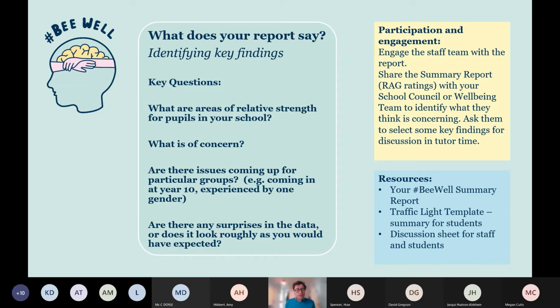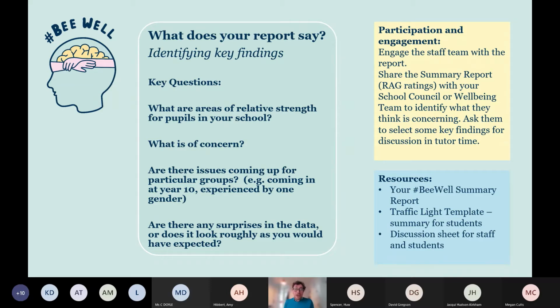But what we also want to do is see if there are areas that are concerning. Now, within the report, you've got your Be Well summary, which has a kind of traffic light. I'll show you that on the next slide that you might have looked at. That's a really simple way at a glance of seeing the things that are red, the things that might be of concern.